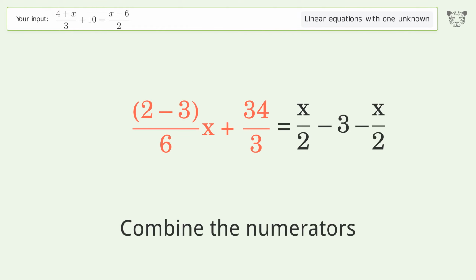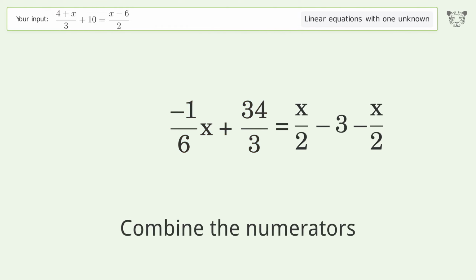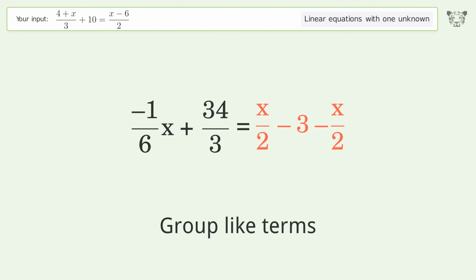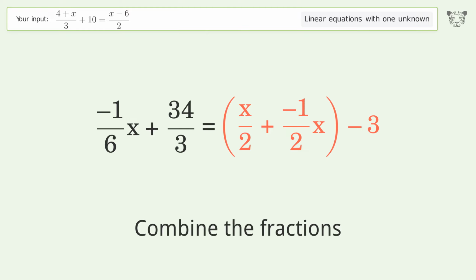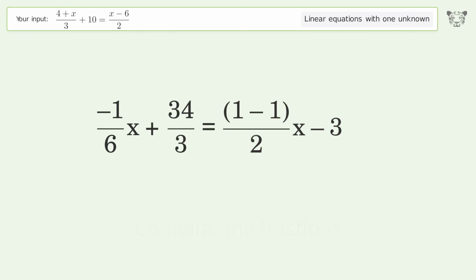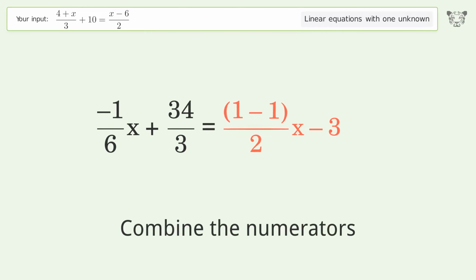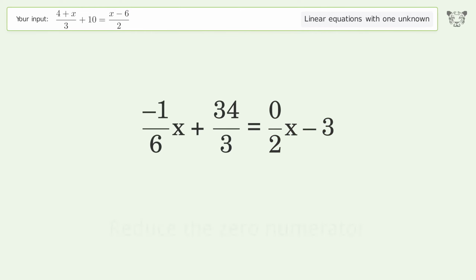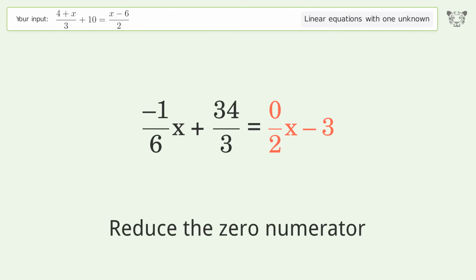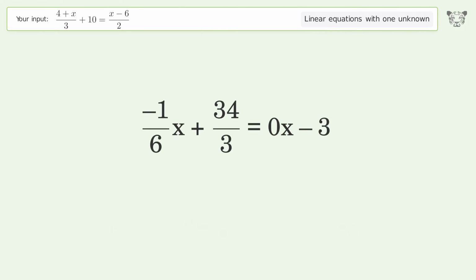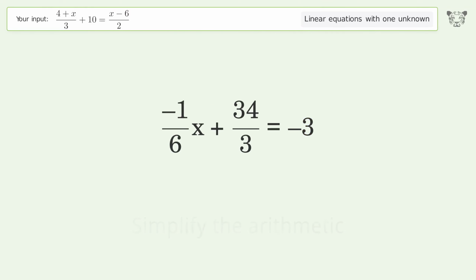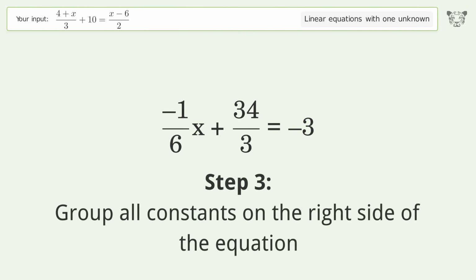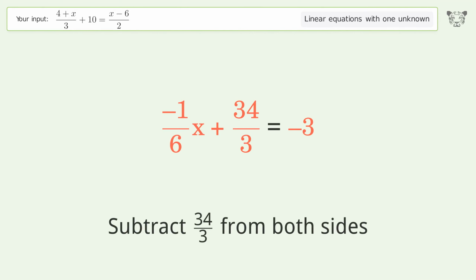Combine the numerators. Group like terms. Combine the fractions. Combine the numerators. Reduce the zero numerator. Simplify the arithmetic. Group all constants on the right side of the equation. Subtract 34 over 3 from both sides.